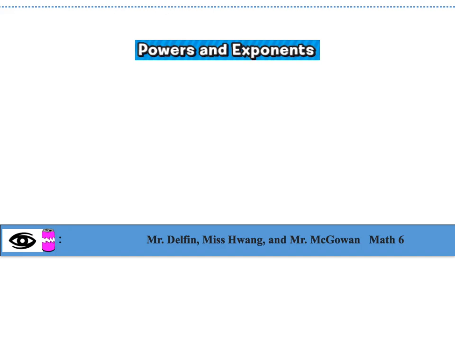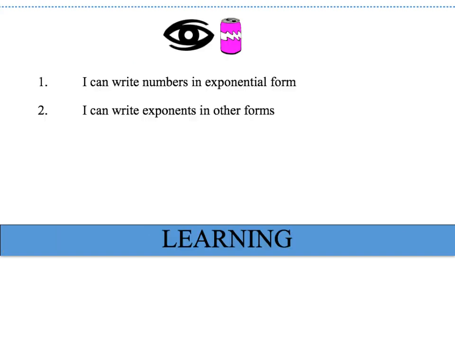Please make sure you have these notes in front of you so we can begin our lesson. There are two learning objectives for this lesson. The first one says I can write numbers in exponential form, and the second one says I can write exponents in other forms.